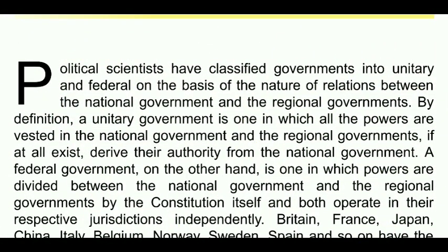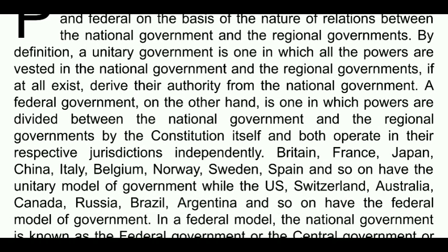Political scientists have classified governments into unitary and federal on the basis of the nature of relations between the national government and the regional governments. By definition, a unitary government is one in which all the powers are vested in the national government, and the regional governments, if at all they exist, derive their authority from the national government. A federal government, on the other hand, is one in which powers are divided between the national government and the regional governments by the constitution itself, and both operate in their respective jurisdictions independently.